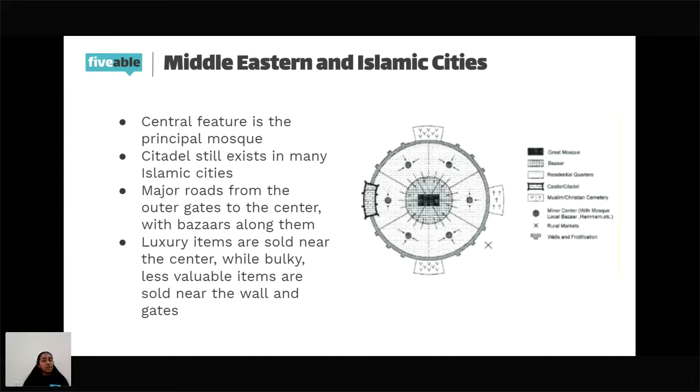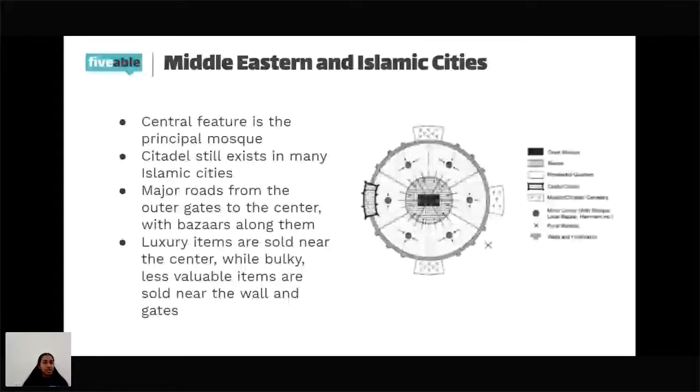And luxury items are sold near the center, while bulky and less valuable items are sold near the wall and the gates, because people want to buy nicer things near the heart of the city, and the cheaper, heavier things, as they come into the city, are just sold in the outer rings and not brought all the way in since they're cheap.